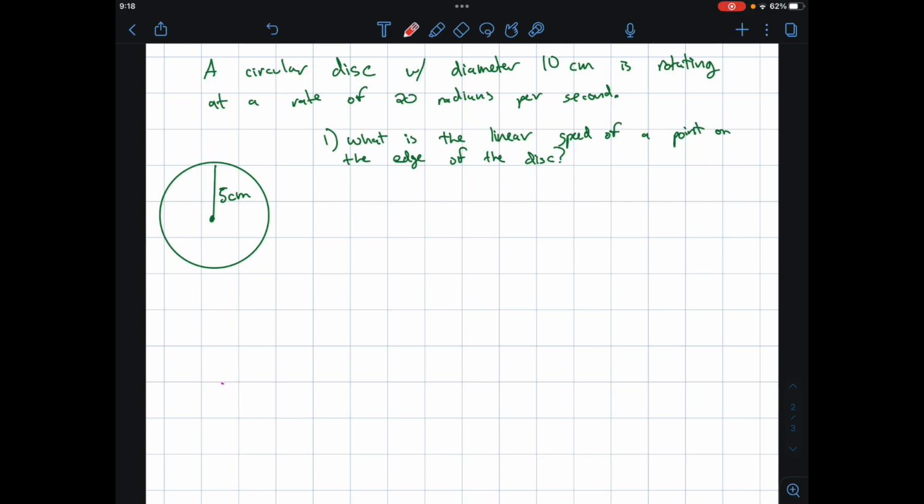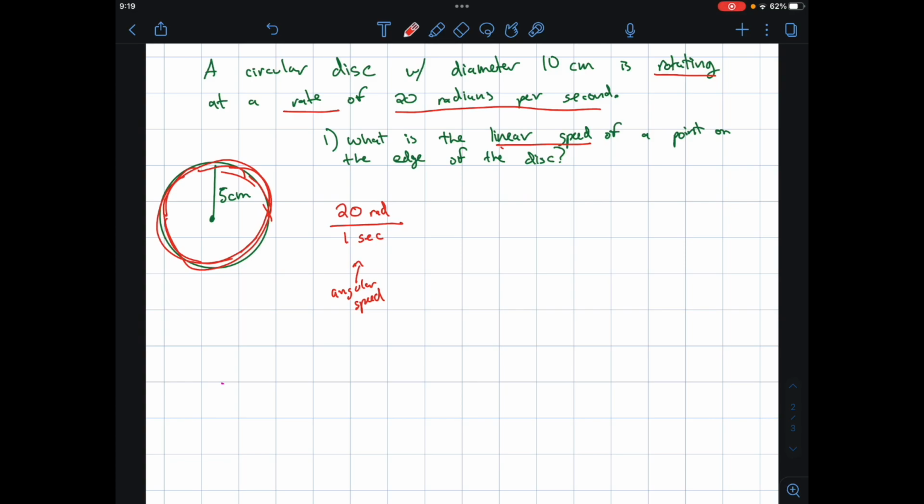So the first thing we want to do is start with our given information, which is that the disk is rotating at a rate of 20 radians per second. So we are rotating at 20 radians every 1 second. And that represents the angular speed. Our goal is to get to the linear speed. So we want to know if we're going around this circle, 1 radian, 2 radian, 3 radian, 20 of these radians in 1 second, we want to know, well, what does that actually mean?